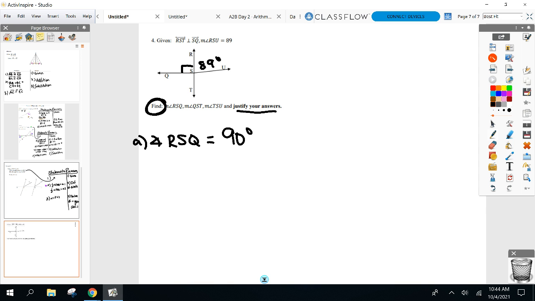How do we know? Luke, how'd you know it was 90? Because it's a right angle. Right angles equal 90. Perpendicular lines form right angles. I'm going to be pretty flexible on the reason here as long as it makes some sense. So right angles equal 90, that would be fine. But you got to come up with some type of reason why you got that answer. That's what justify means. Okay, write a little something how you know.